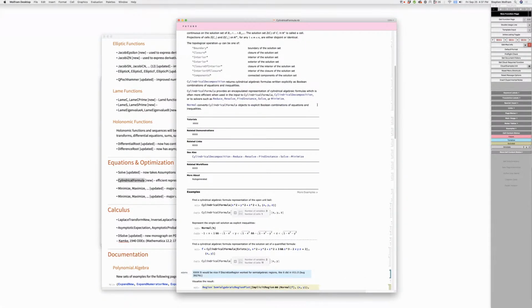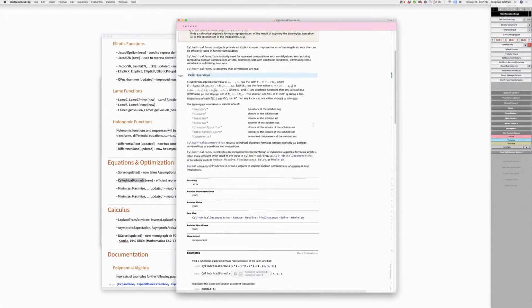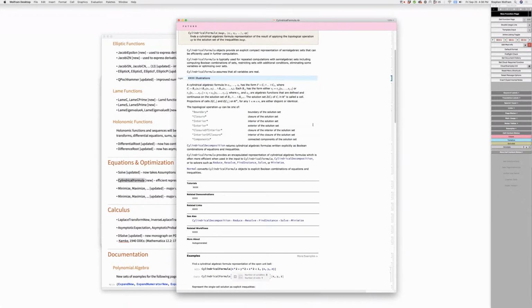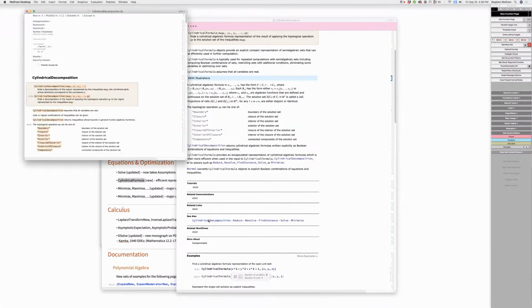It's a representation for the cylindrical algebraic formula. So it's a representation for the result of computing cylindrical decomposition, so that it can be used in other computations, and the computations know that the input is a cylindrical formula, because after you make a Boolean formula out of it, you cannot really tell that it's a cylindrical formula.